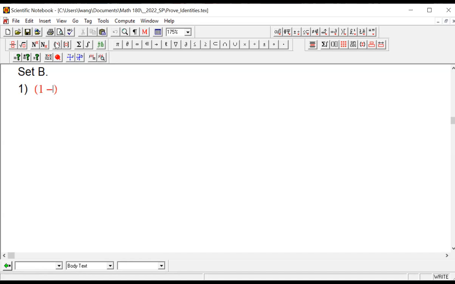So 1 minus cosine x multiplied by 1 plus cosine x equals 1 over cosecant squared of x. Let me make the font just a little bit larger. So this is to be proved.